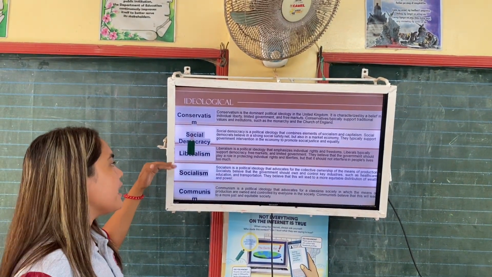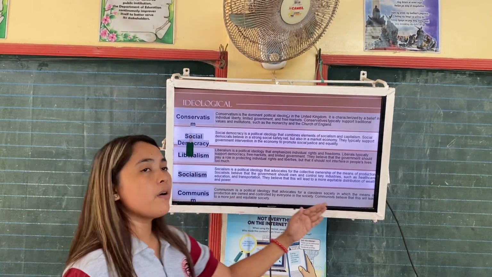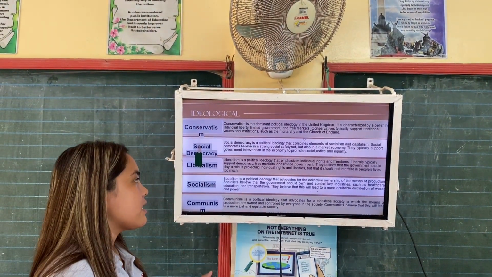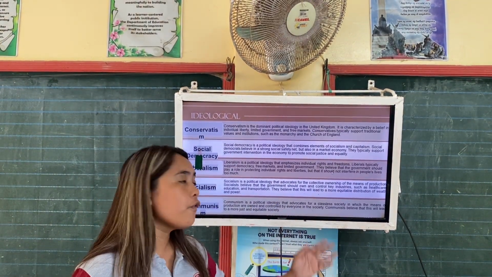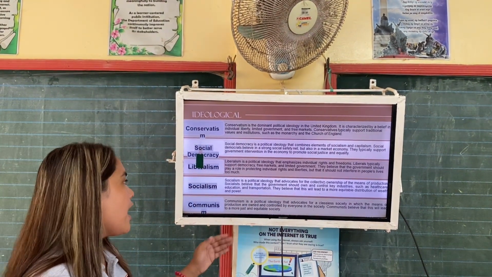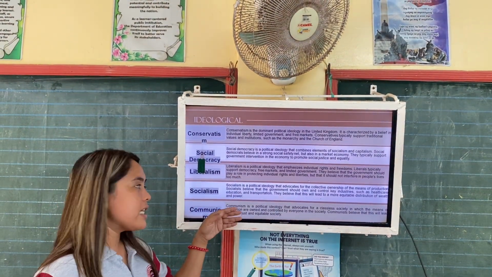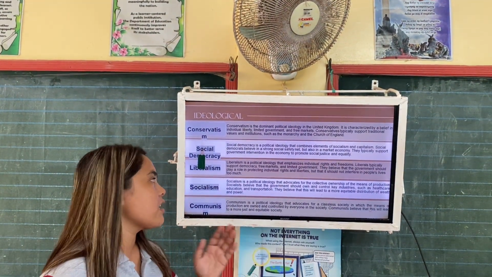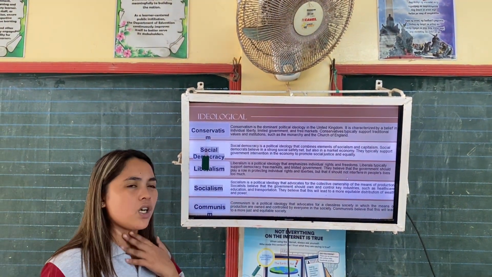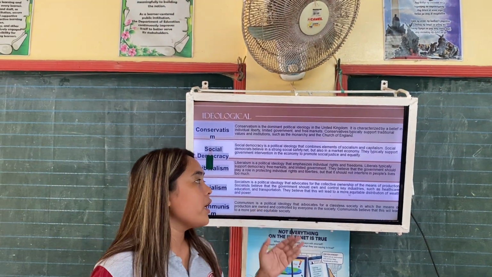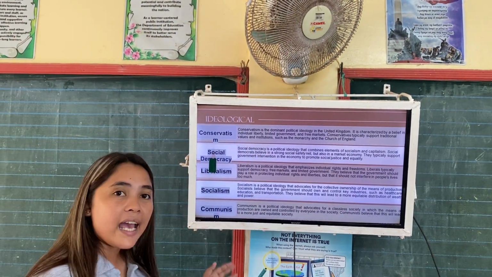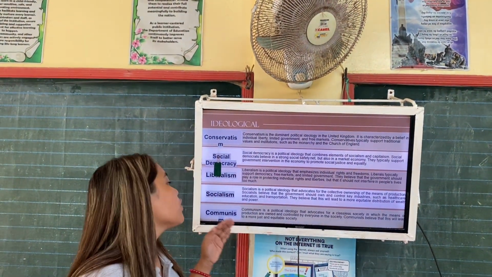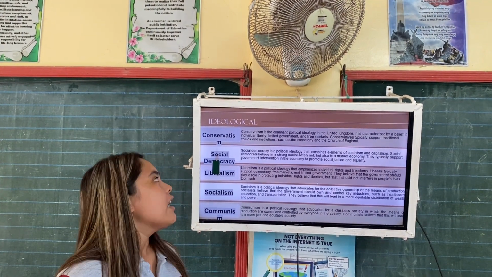In liberalism, they believe that the government should play a role in protecting individual rights and liberties, but that it should not interfere in people's lives too much. And then in socialism, socialists believe that the government should own and control key industries such as healthcare, education, and transportation. They believe that this will lead to a more equitable distribution of wealth and power. And also in communism, communists believe that this will lead to a more just and equitable society.